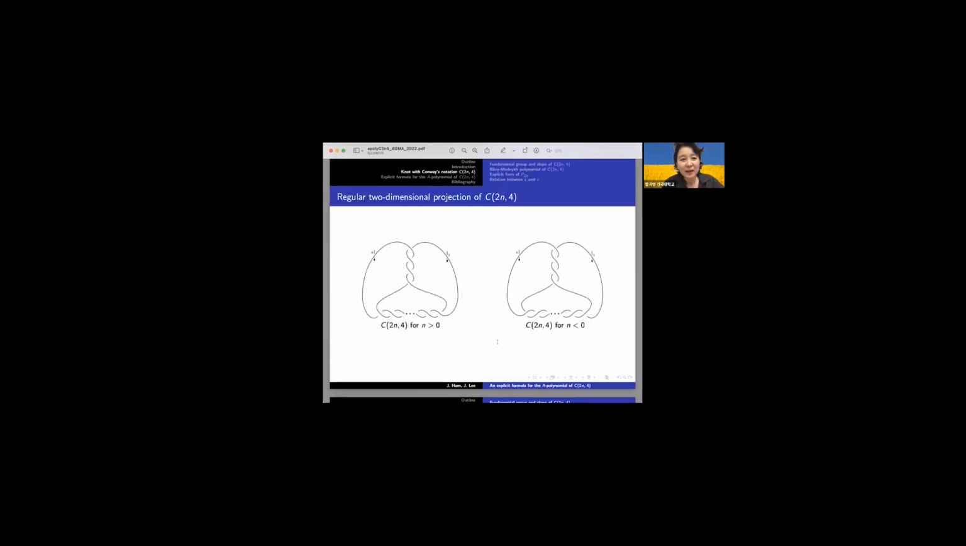Now, here is the regular two-dimensional projection of C(2, 4n). This is for n greater than 0, and on the right side, this is for n less than 0. You see the 4 crossings on the top and 2n crossings on the bottom. One is for positive, one is for negative.